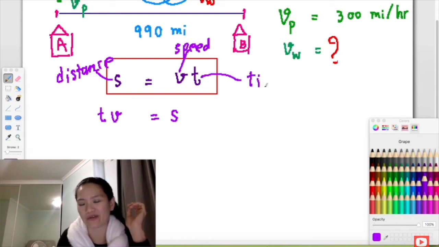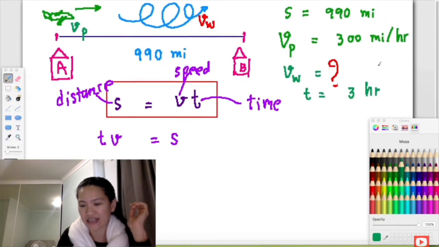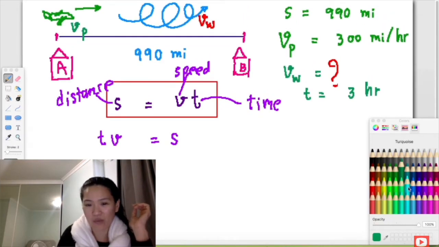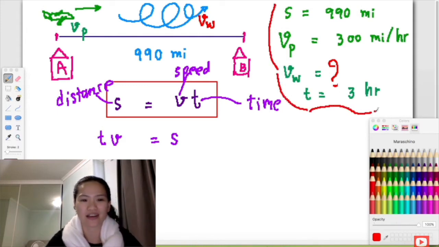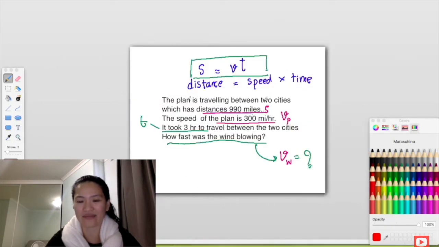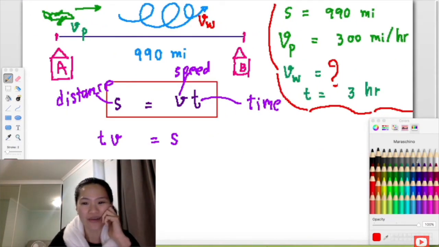One thing that I won't forget, they said that it's travel in 3 hours. All of this one, that what you know, and you're going to use all of the information that they give in the question. Let me show you the question again. You remember this one? Distance, speed of the plane, times. You're going to use all of the information to solve this problem. Okay, let's go next. What is T?